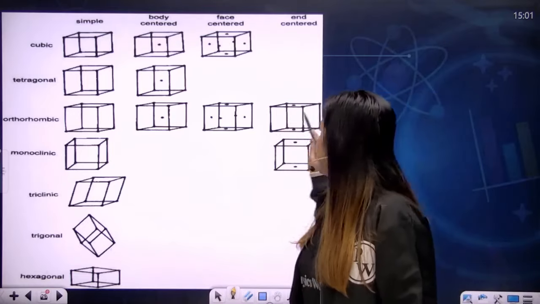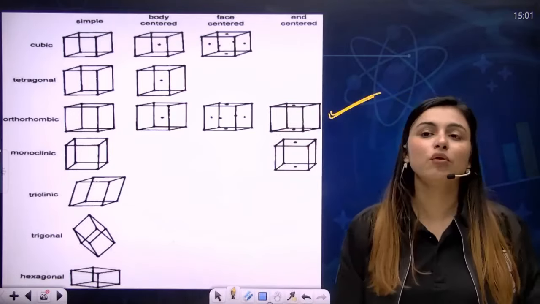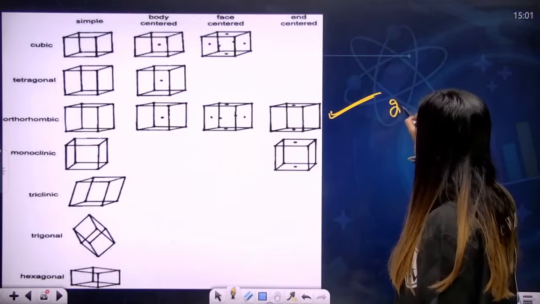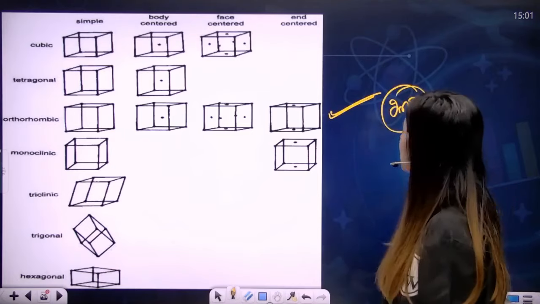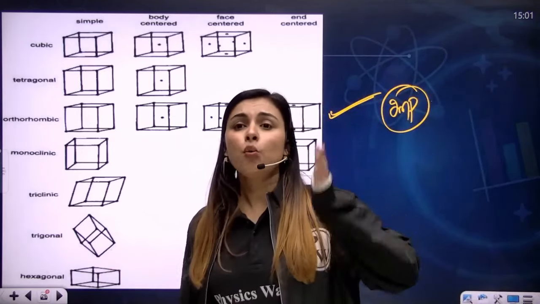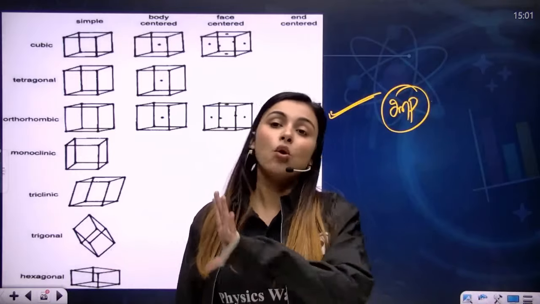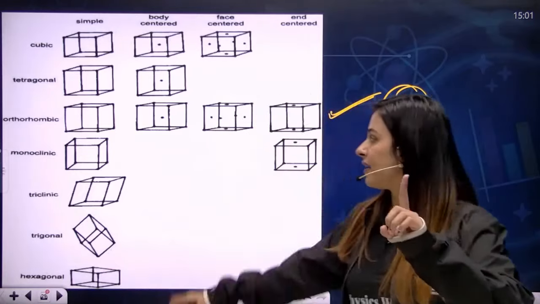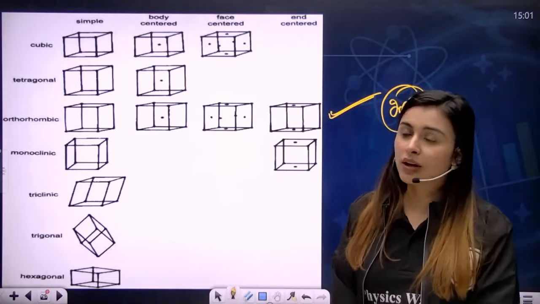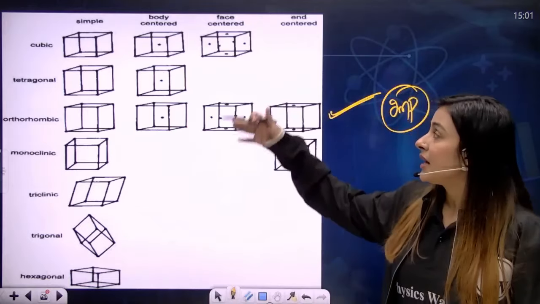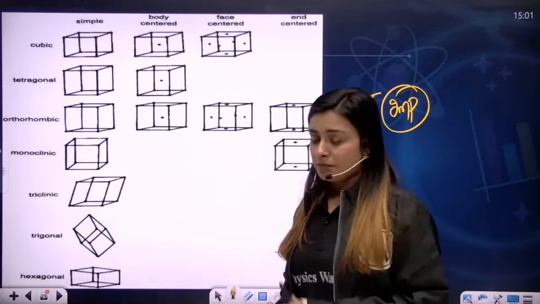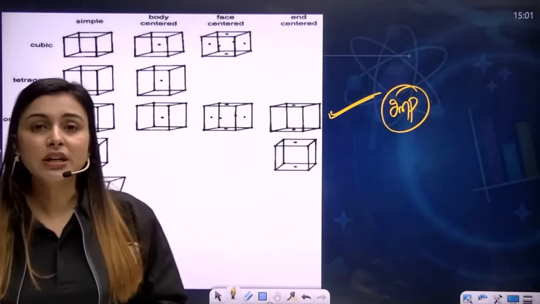In orthorhombic, it is one and the only which has all four types of arrangements, and that is the reason it becomes an important part, because the question is generally asked: which of the following is possible? Which of the following has all the four types of arrangement? It's only one, and that is your orthorhombic. So you need to remember which arrangement is possible in which crystal system.